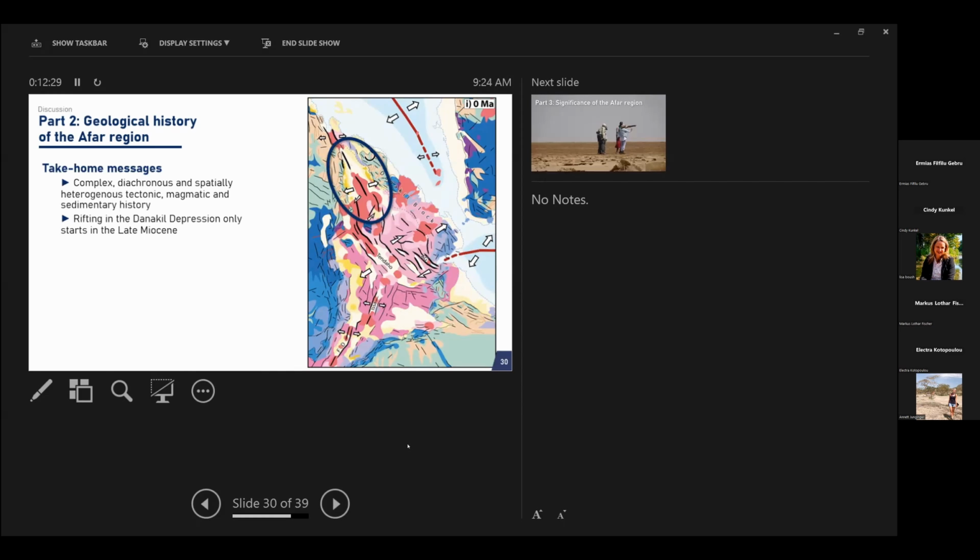Okay, what are the take-home messages for this geological history? You've seen that both tectonic, magmatic, and sedimentary history is complex, it's diachronous, and is spatially heterogeneous. And one important point, I think, is that the rifting in Danakil Depression only starts in the late Miocene, so it's much younger than rifting in the rest of the Afar.